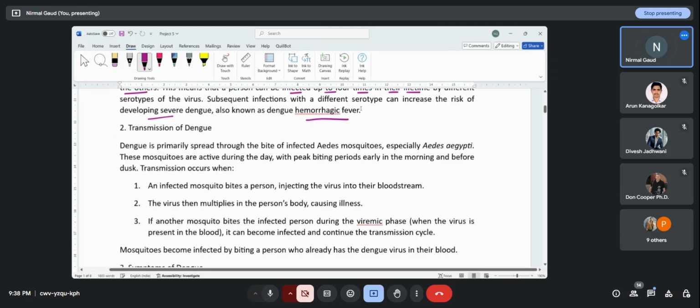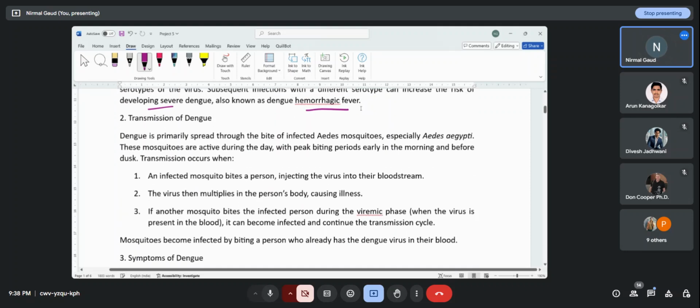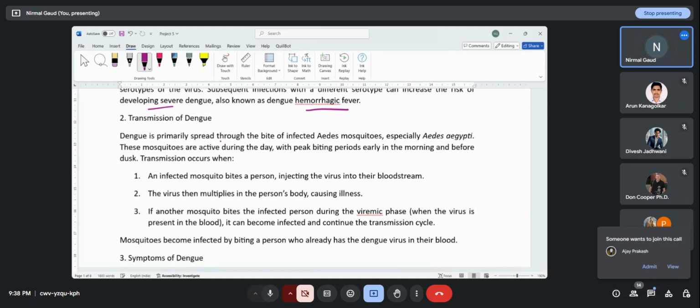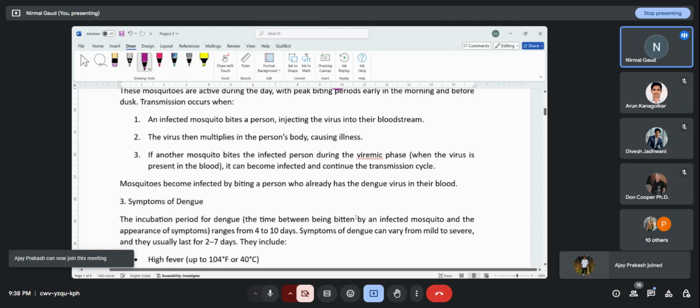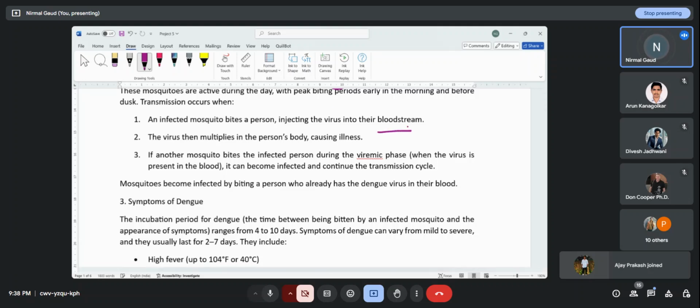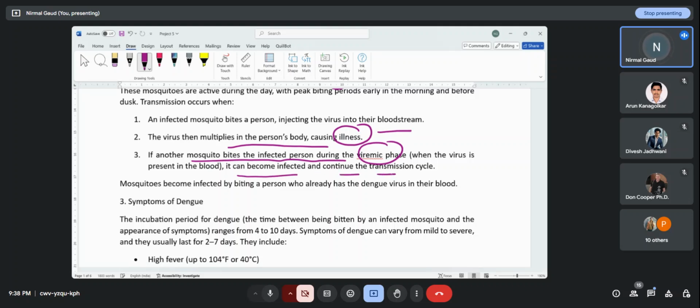Okay, dengue transmission: it is primarily spread through the bite of an infected Aedes mosquito, and if this mosquito bites a person, the virus is injected into the bloodstream. This virus then multiplies in the whole body, causing illness. If another mosquito bites the infected person during this phase, it can become infected and continue the transmission cycle.